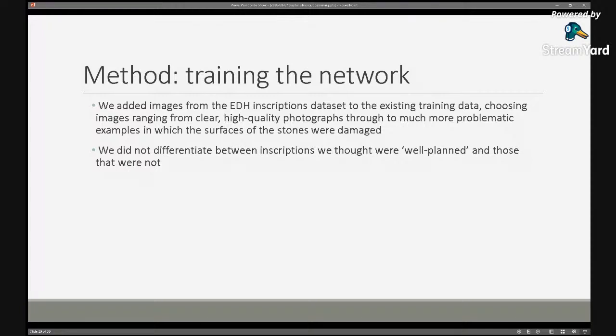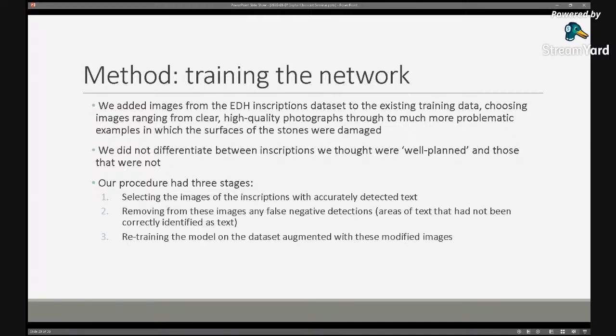So rather than selecting specific inscriptions from the point of view of, oh, this one looks like it's been planned out and this one looks like it hasn't, we decided to be fairly indiscriminate with that and just to give it all sorts of different types of texts. And that was a deliberate decision.